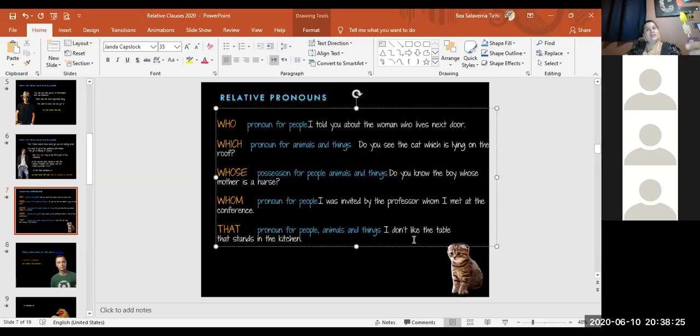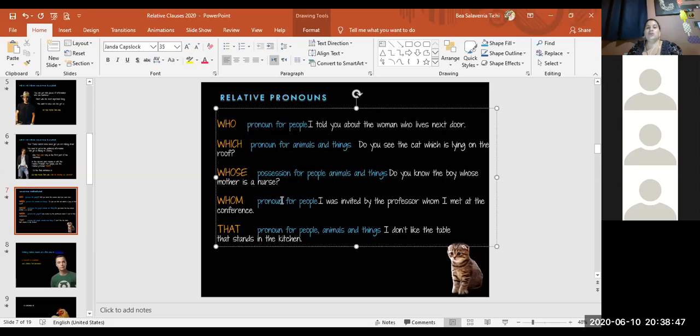So whenever you're giving a reason, you use that. Whenever you're talking about a person, whom: I was invited by the professor, whom I met at the conference. Whose is possessive, and whom is just a pronoun. That's the difference between this one and this one. One is a possessive and the other one is just a pronoun.